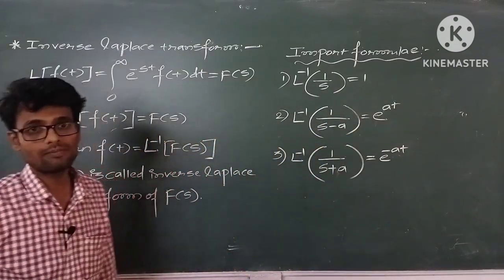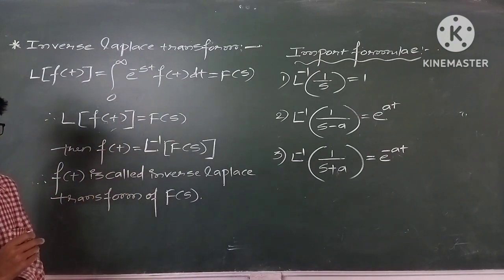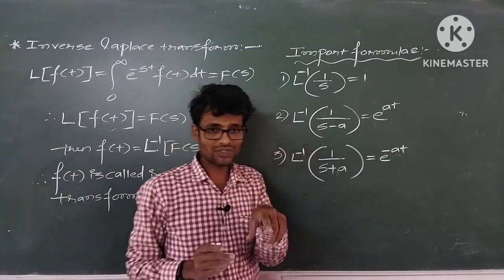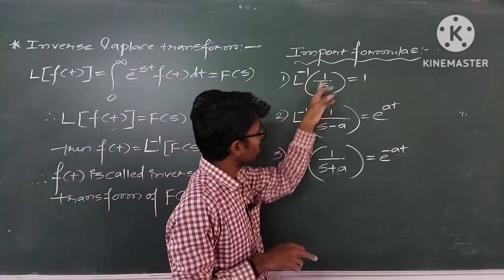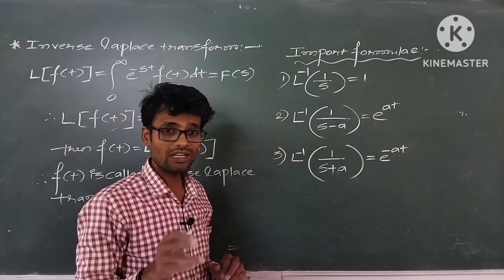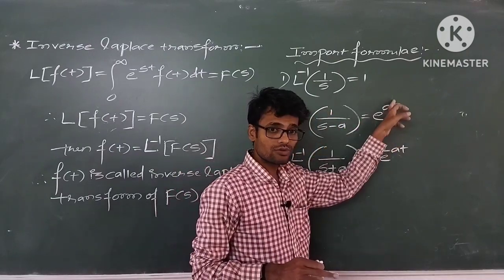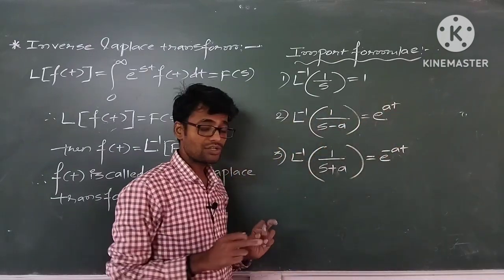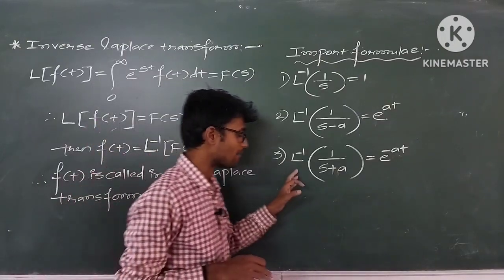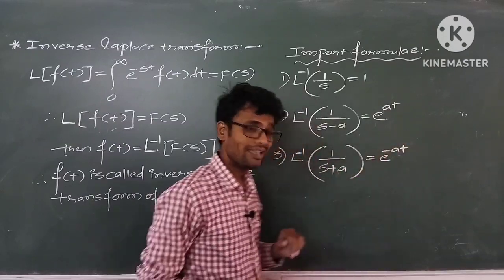So we are studying inverse Laplace transform here. Once again I repeat the important formulae. Laplace transform of 1 is 1 by s, so inverse Laplace transform of 1 by s is 1. Laplace transform of e raised to at is 1 divided by s minus a, so inverse Laplace transform of 1 divided by s minus a is e raised to at. Laplace transform of e raised to minus at is 1 divided by s plus a, so likewise inverse Laplace transform of 1 divided by s plus a is e raised to minus at.